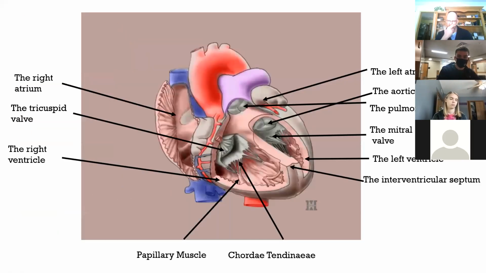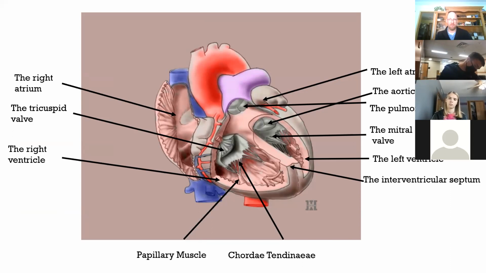Let's go over just a little bit of anatomy here, guys. The heart consists of 2 top chambers and 2 bottom chambers. The left and right atria, which is plural for atrium. So the left atrium and the right atrium.